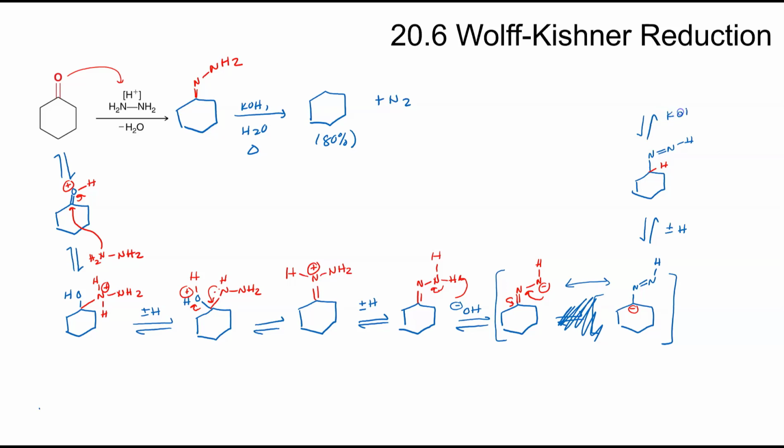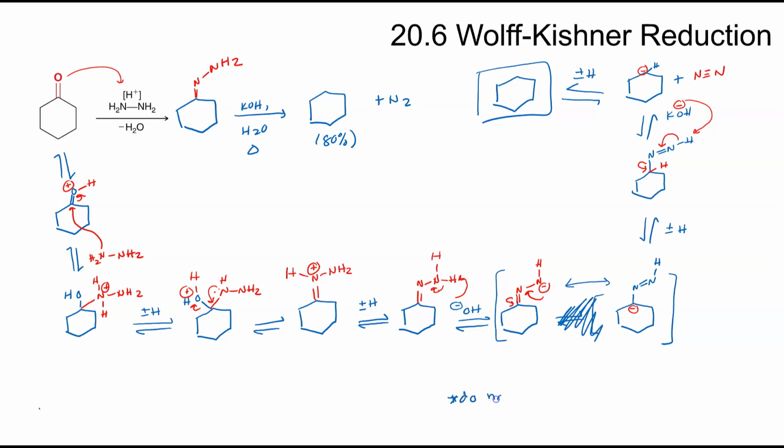And then KOH that is added, our base, can grab this proton on the end here. We form N2. The electrons go onto that carbon. So that was released as gas, and then we have a negative charge here. Another proton transfer, and we get cyclohexane. And this is a mechanism that you do not need to memorize.